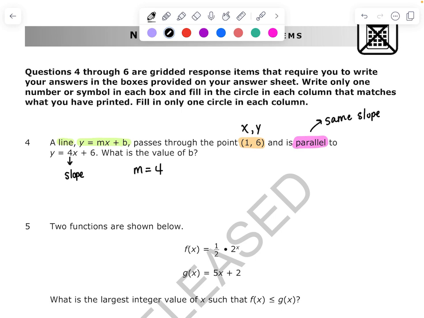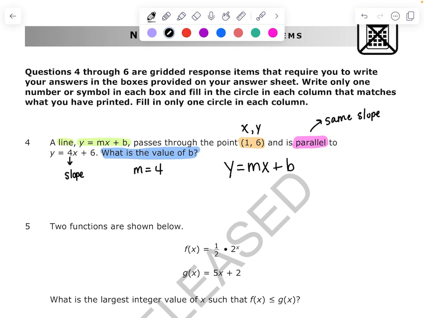So what we're missing is the y-intercept. We are missing the value of b. And notice that is what the question is asking us to find. What is the value of b? So I'm going to write down my slope-intercept form, y equals mx plus b. Anytime you have a formula or an equation and you know all of the values except one, you can substitute the values in for each variable and then solve for what's missing.